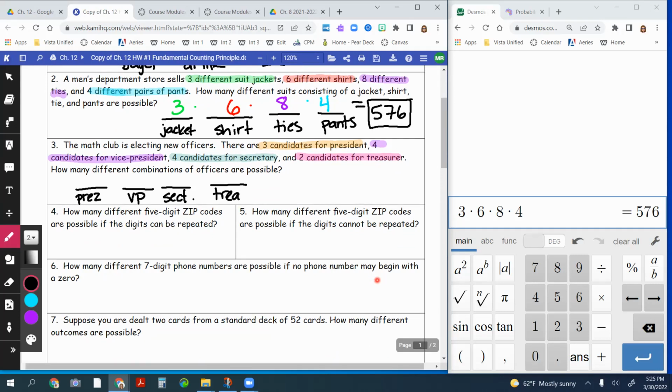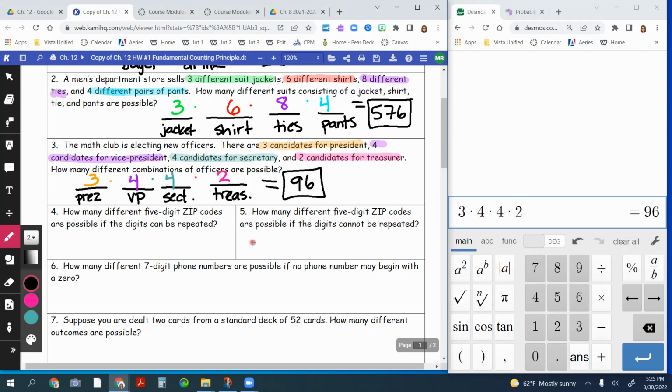For the president, there are three different choices, four different choices for the vice president, four different choices for the secretary, and two different choices for the treasurer. And so I'm going to have three times four times four times two, or 96 possible combinations.